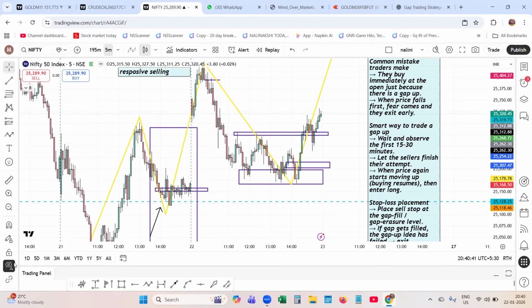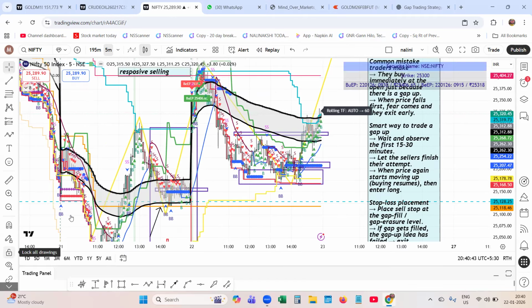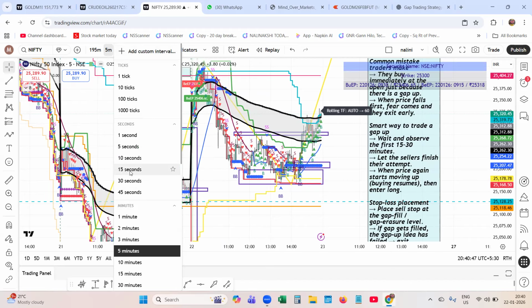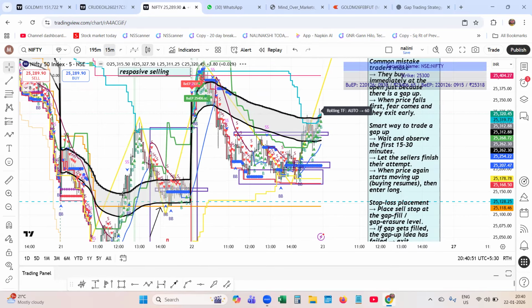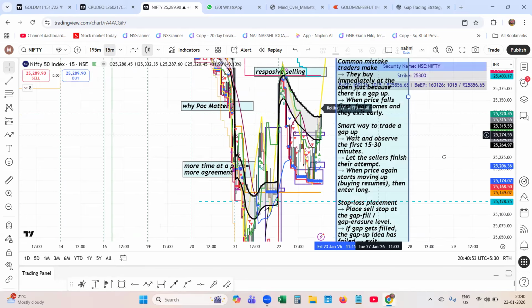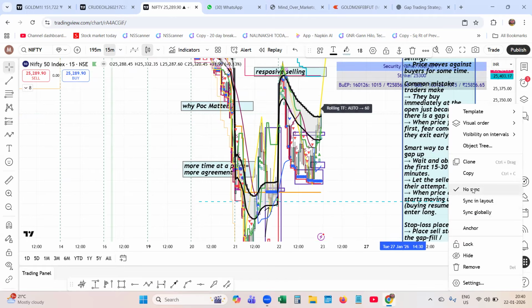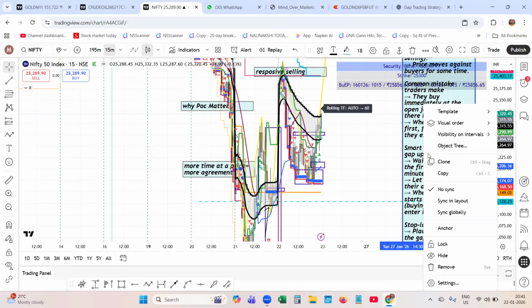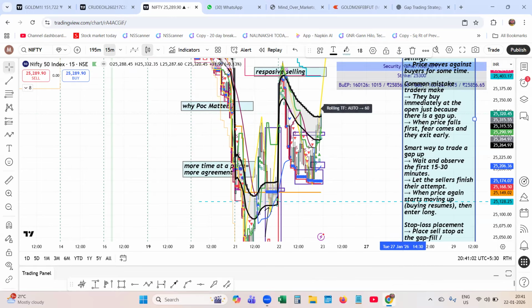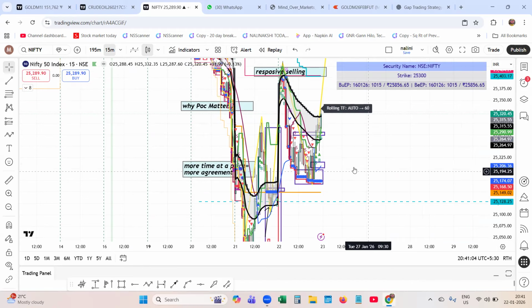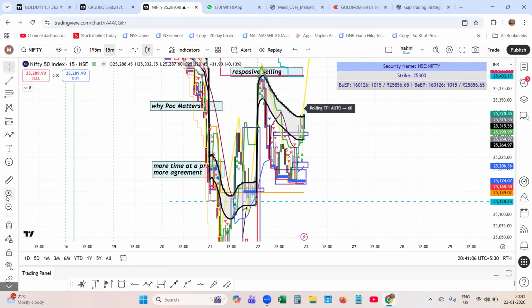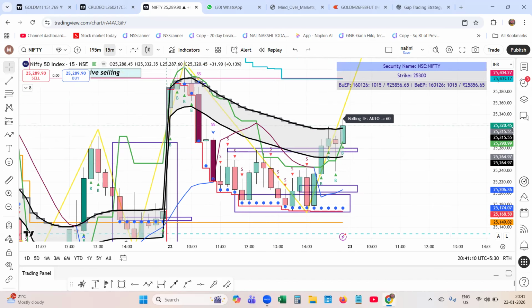With my indicator, I am going to show you the indicator over here. Let me change the time frame to 15 minutes. Let me remove this. Okay. Here you can see what happened to the market over here.